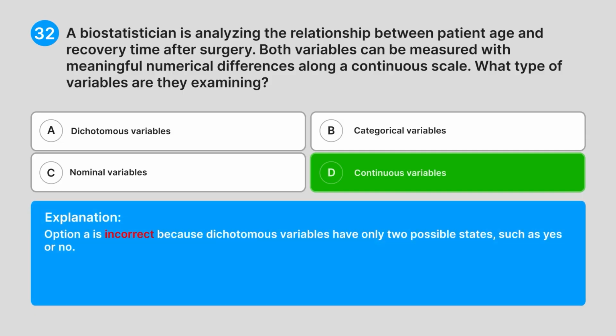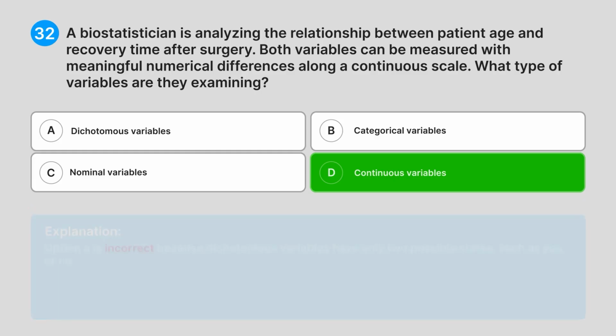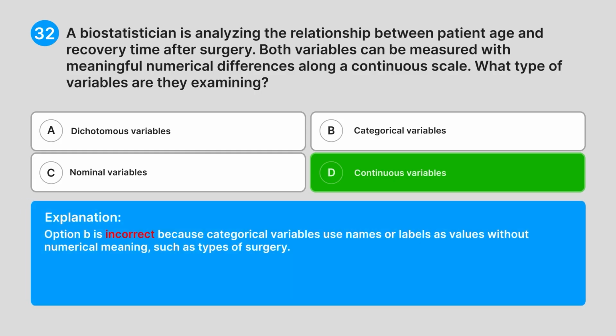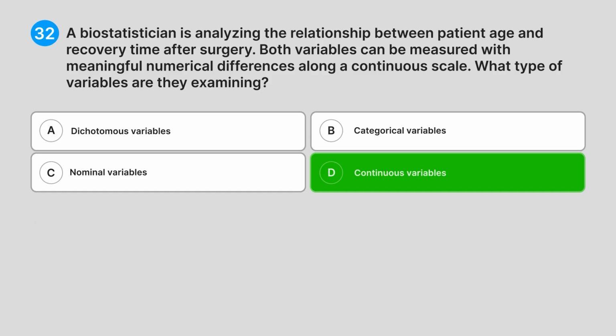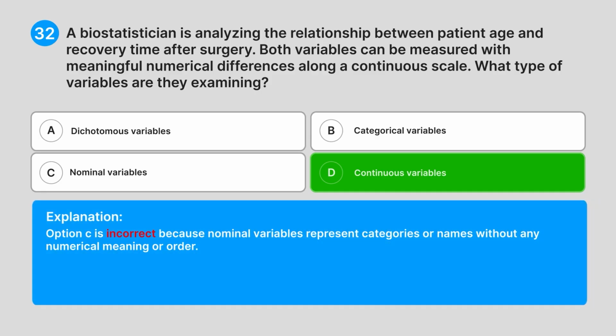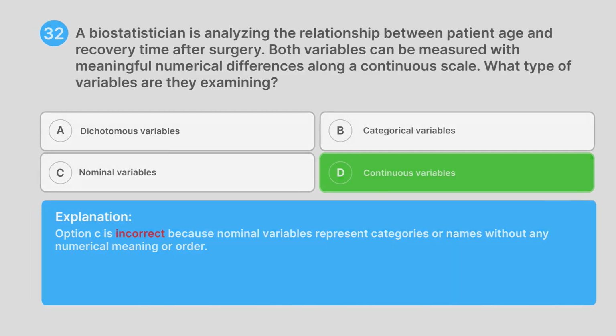Option A is incorrect because dichotomous variables have only two possible states, such as yes or no. Option B is incorrect because categorical variables use names or labels as values without numerical meaning, such as types of surgery. Option C is incorrect because nominal variables represent categories or names without any numerical meaning or order.